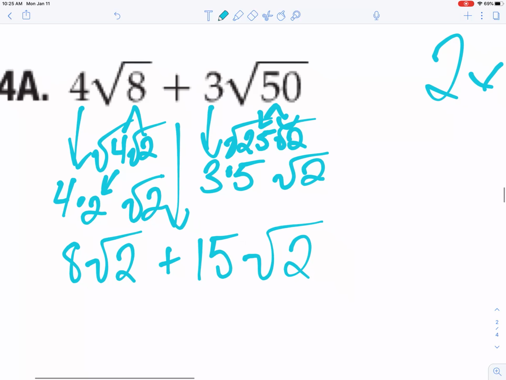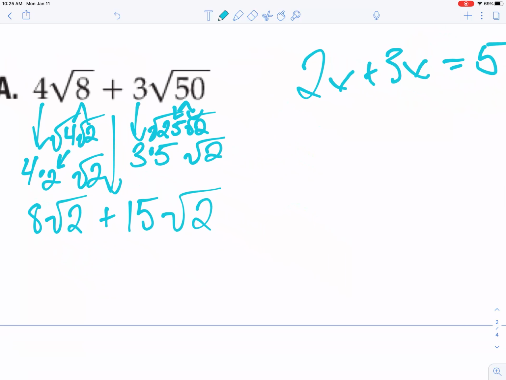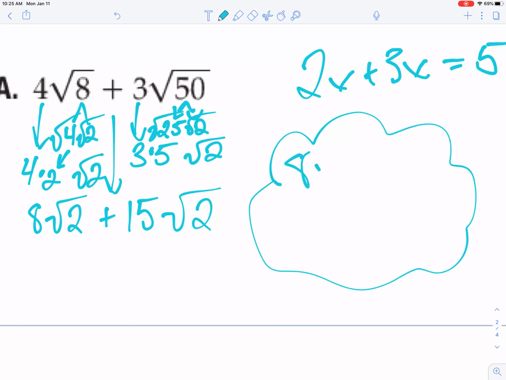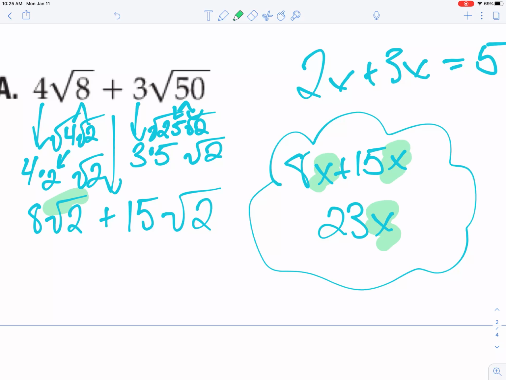So, again, imagination land over here. I'm making random stuff up. If I gave you 8x plus 15x, you would say, oh, just combine like terms. That's 23x. Okay, that's all that you're doing over here. It's just that instead of having an x, you have a root 2.